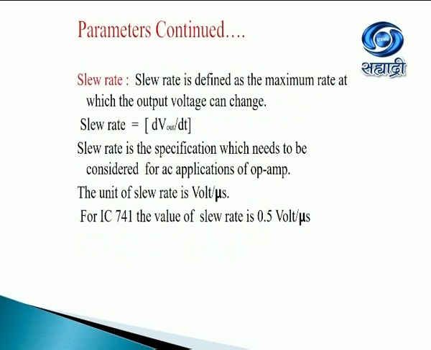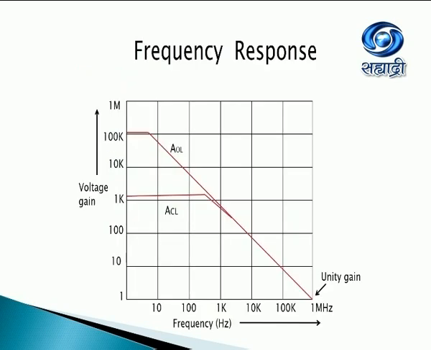Slew rate. Slew rate is defined as the maximum rate at which the output voltage can change. Slew rate is given by dVout upon dt. Slew rate is the specification which needs to be considered for AC applications of the op-amp. The unit of slew rate is volts per microsecond. For IC 741, the value of slew rate is 0.5 volts per microsecond.